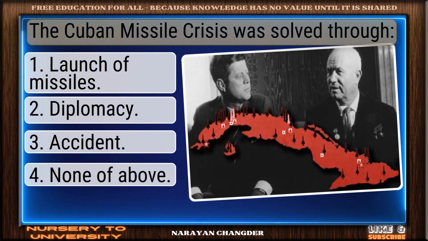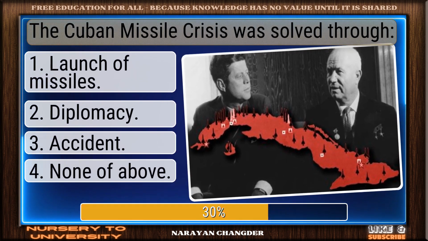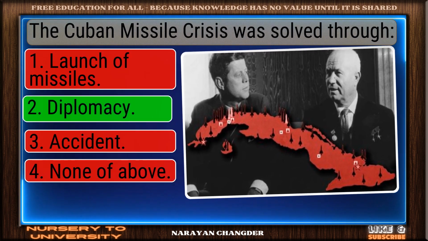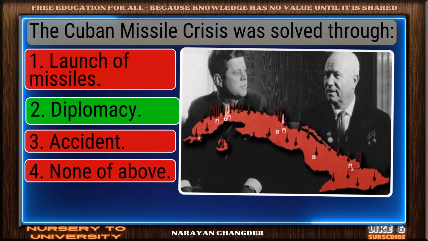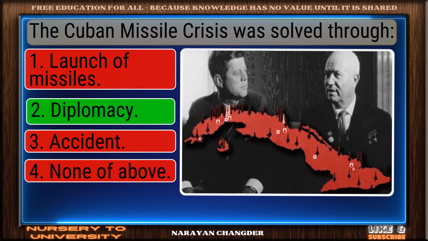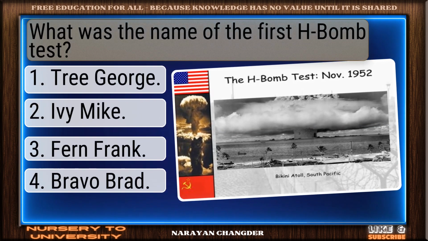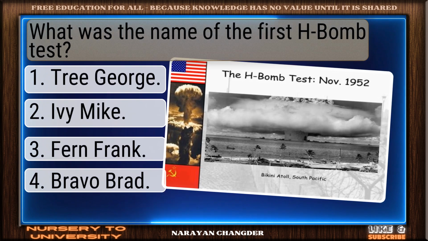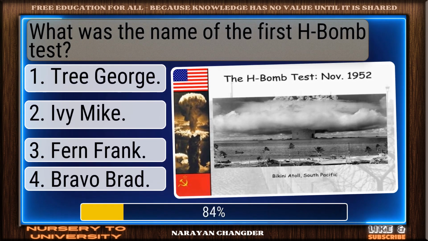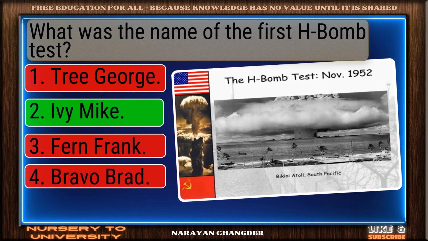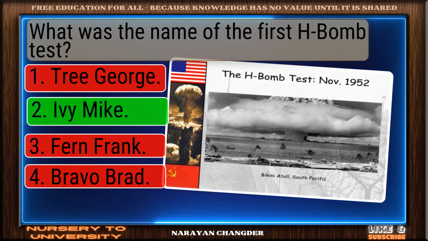The Cuban Missile Crisis was solved through. Excellent choice. Diplomacy is the right answer. What was the name of the first H-bomb test? Correct. Ivy Mike is the right answer.